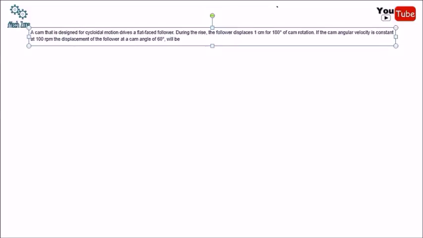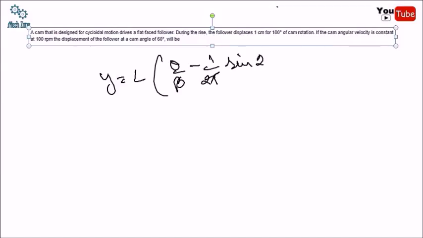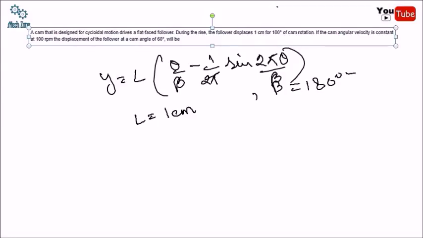Now we know that equation for the cycloidal motion, that is y is equals to capital L theta upon beta minus 1 upon 2 pi sine 2 pi theta upon beta. Okay, now L, which is given as 1 centimeter, that is the follower displacement 1 centimeter. Beta has been given as 180 degree, which is equals to pi, and theta is 60 degree, so it is pi by 3. So y would be simply 10.